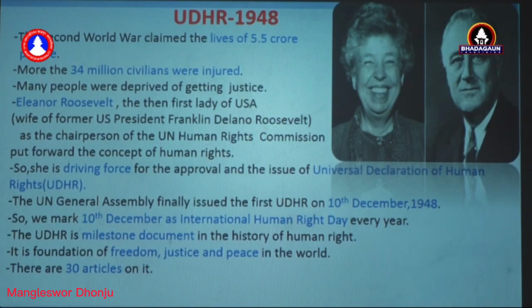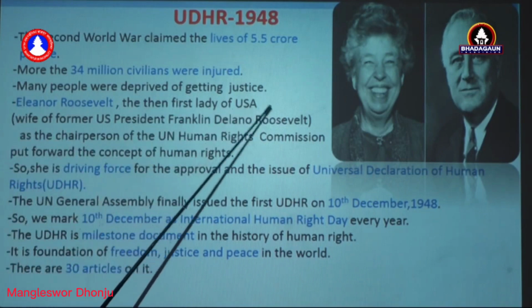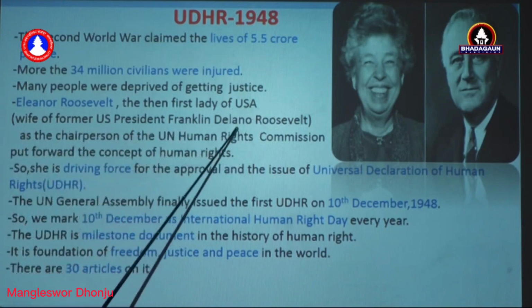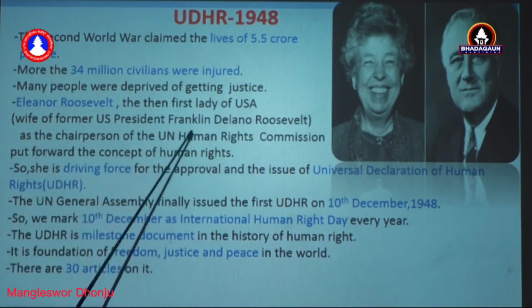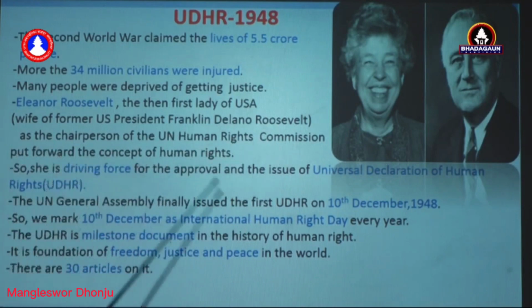It means many people were deprived of getting justice at the time. And you know that from 1939 to 1945, the World War was started in 1939 and ended in 1945. So aftermath that devastating World War, I'm telling about what? Death casualties. So there was no justice at the time. Realizing that need of justice, need of rights, Eleanor Roosevelt, listen to me, Eleanor Roosevelt, the then First Lady of USA, wife of former US President Franklin Delano Roosevelt, as the chairman of the UN Human Rights Commission, put forward the concept of human rights.